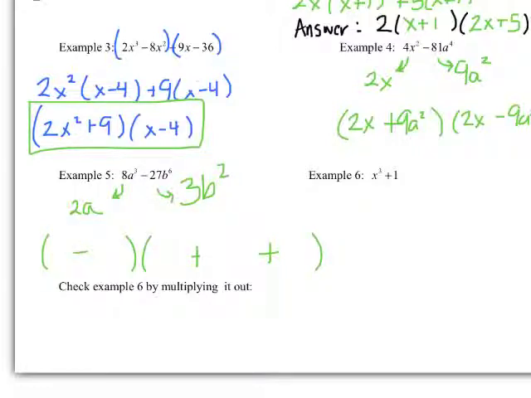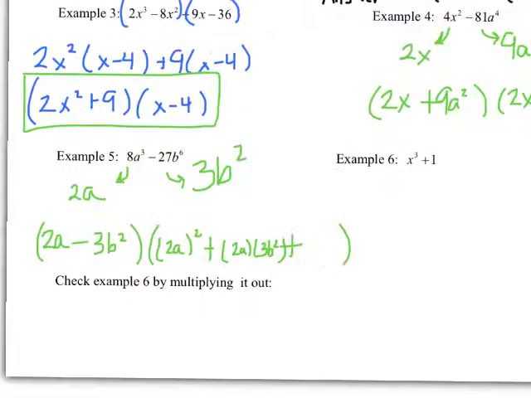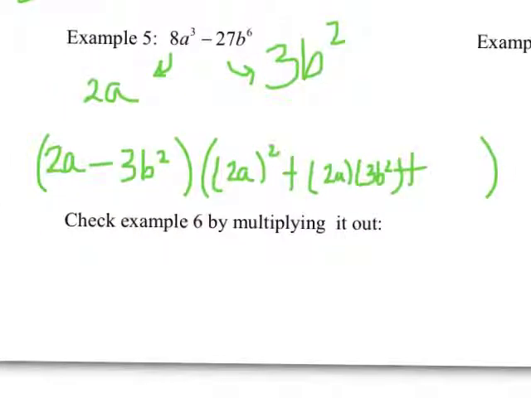Okay, and then I'm going to go through this. This is the first thing. This is the second thing. This is the first thing squared. You do have to square all of 2a, so I'm going to put it in parentheses. This is the first times the second. And then this is the second thing squared. 3b squared, squared.